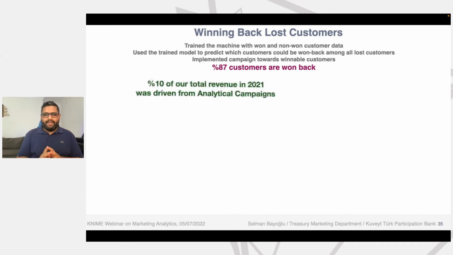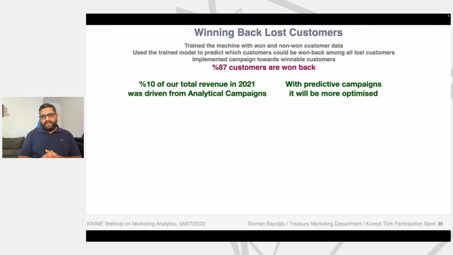So when we look at 2021 numbers of our bank, in regard with treasury revenue, 10% of our total revenue was driven from analytical campaigns. Okay, with predictive campaigns, it will be more optimized. Okay, and let's mention the values we drive for all our stakeholders. What are they?